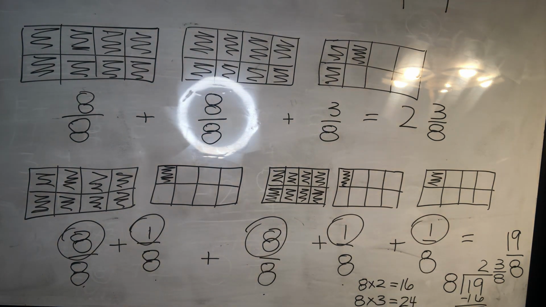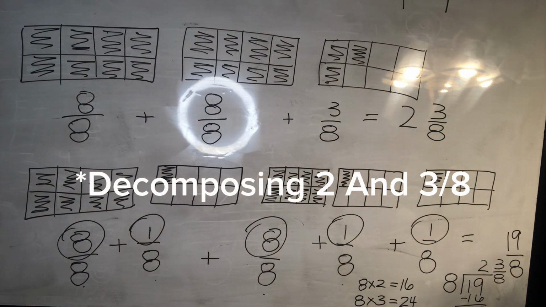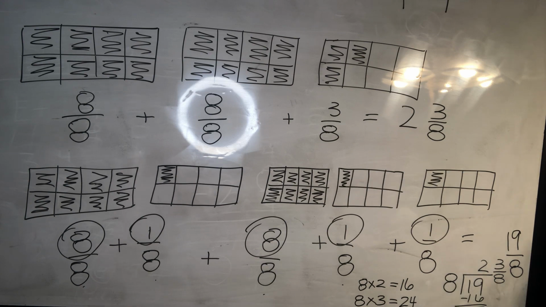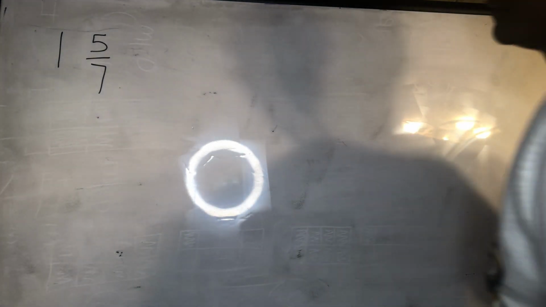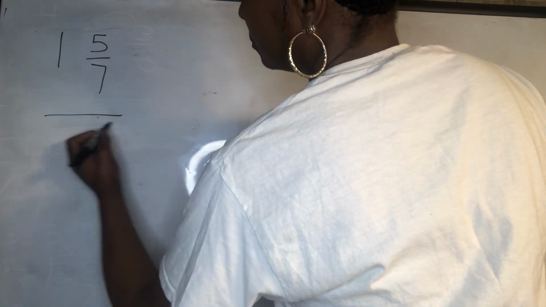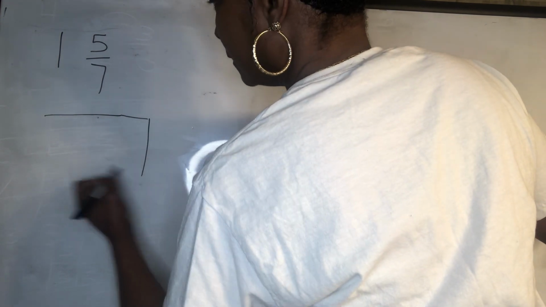So this diagram would work also for composing 2 3/8. Alright guys, so now we're going to look at 1 5/7. So we're going to do the same thing. First I am going to draw this out so you can see what this looks like, so we can then decompose it. So we have one whole and it's 7 parts in this one. Cute. So let's see how we do that.